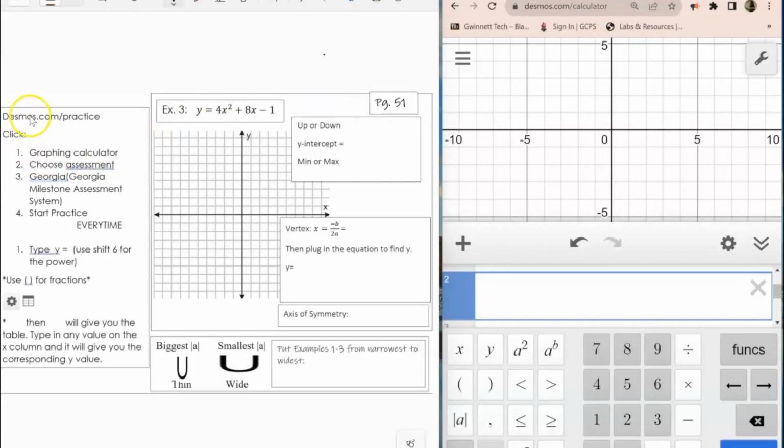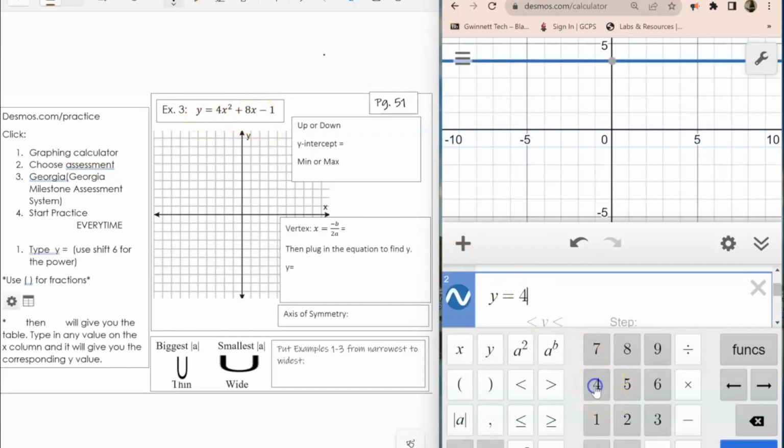All right, so we're going to go to desmos.com/practice. You're going to click graphing calculator, choose assessment, whatever state you're in, start practice. Do that every time because sometimes this calculator has more things than it should. All right, so I'm going to type y equals, and you can use shift 6 for power, or you can use these right here. But we're going to plug in this equation.